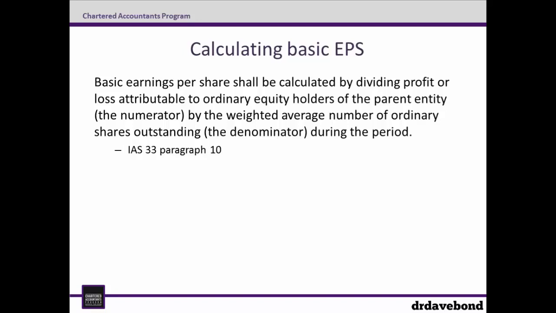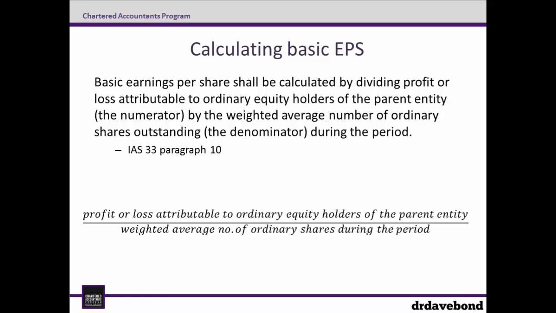IAS 33 is the standard which deals with calculating EPS, and paragraph 10 tells us that basic earnings per share shall be calculated by dividing profit or loss attributable to ordinary equity holders of the parent entity, the numerator, by the weighted average number of ordinary shares outstanding, the denominator, during the period. We can set that up as a formula, with profit or loss as the numerator and ordinary shares as the denominator. We're going to look at each in turn, starting with the numerator.